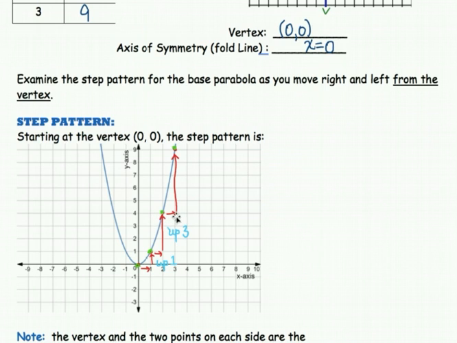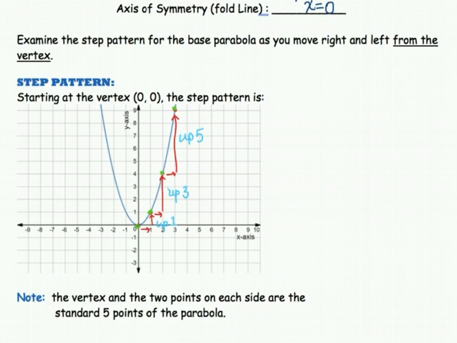Okay, the next one, over 1, up 5. So the step pattern here is 1, 3, 5. I just want to introduce that to you today. We're going to look at it a bit more in a future lesson so that you can graph these really quickly. So for now, that's the main thing here.